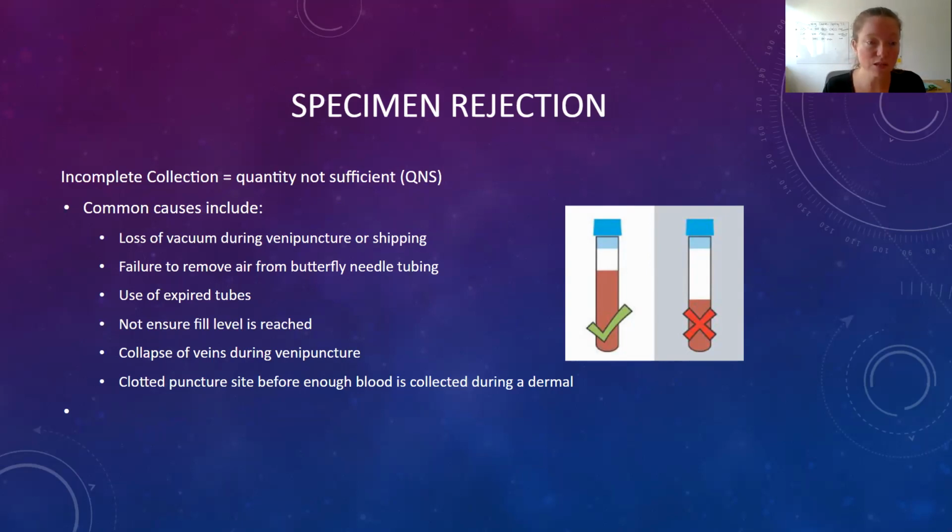Some other reasons for quantity not sufficient: loss of vacuum during our venipuncture. Most likely they lost the full vacuum, so maybe it was an expired tube and it didn't have that vacuum that it should.